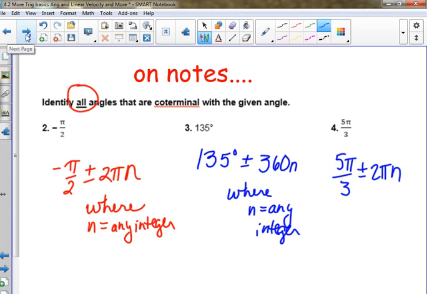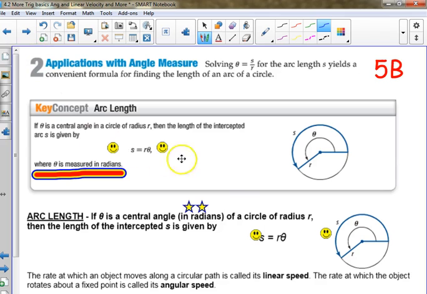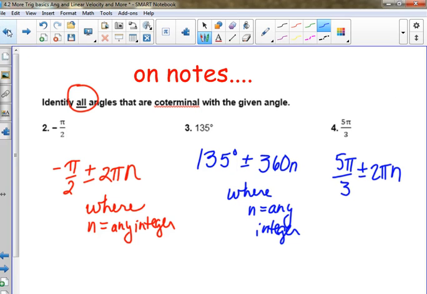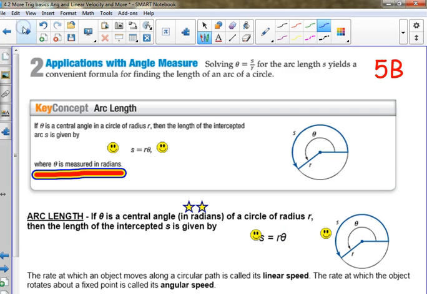And why did we have to leave the n there? Yeah, because it says all angles, okay? If they just wanted one, we would just do it once, right? And give them a new answer. All right, go ahead. You don't have to write that. I'll accept it without. Okay.